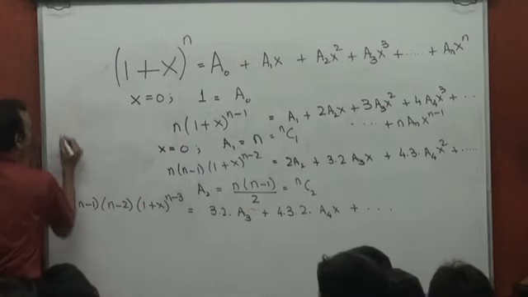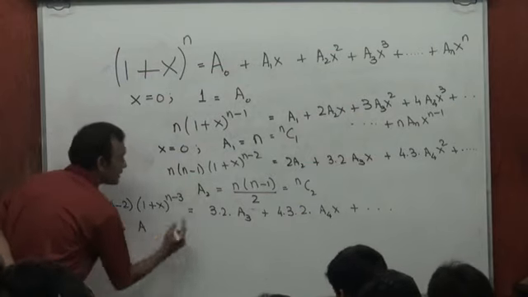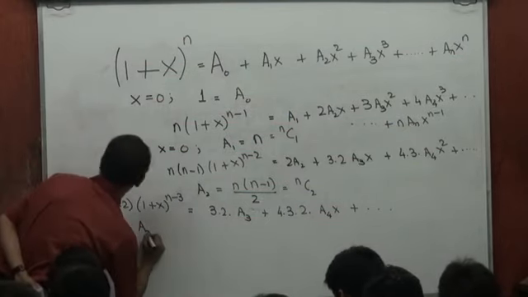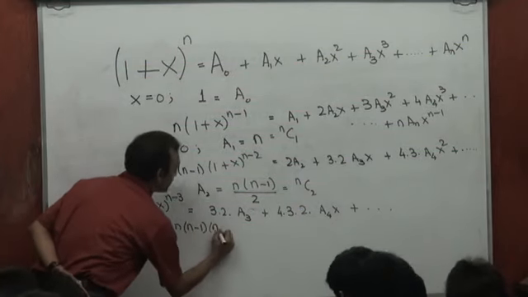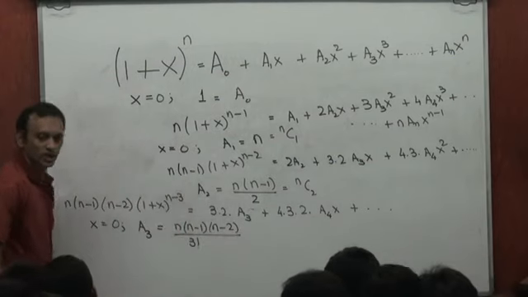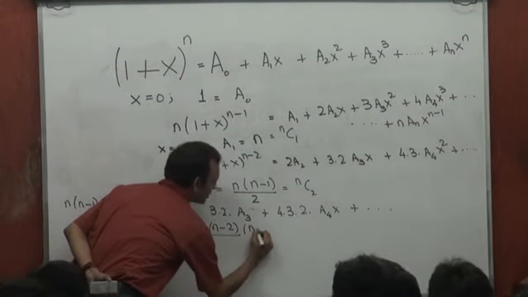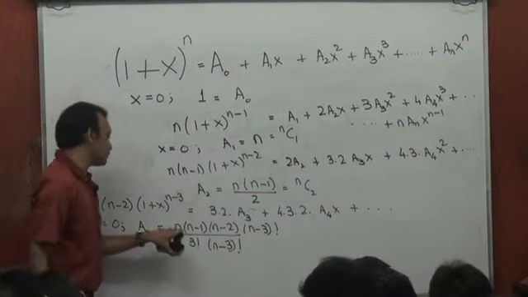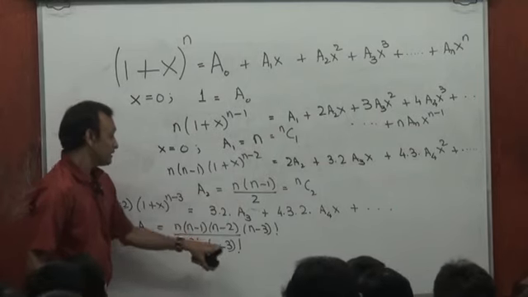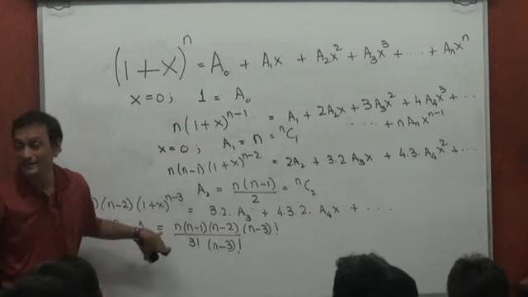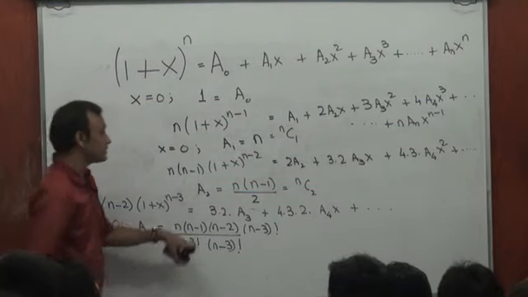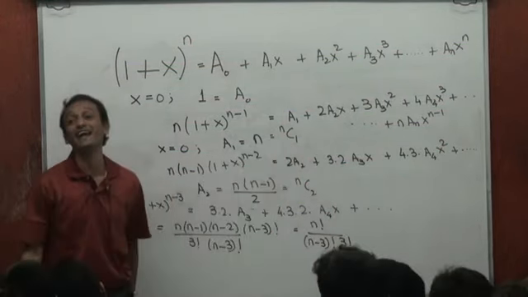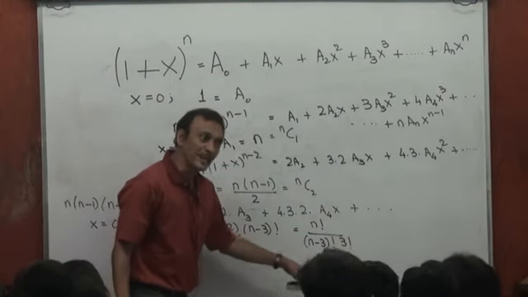If you put x equal to 0 again, you will find that a3, realize that this 3 into 2 is like 3 into 2 into 1, which is 3 factorial. a3 then is n into (n minus 1) into (n minus 2) by 3 factorial. Yes or no? I multiply numerator and denominator by (n minus 3) factorial. I can do that, right? Then the numerator becomes n factorial, yes or no? So this becomes n factorial by (n minus 3) factorial by 3 factorial, which is supposed to be nC3. Right?